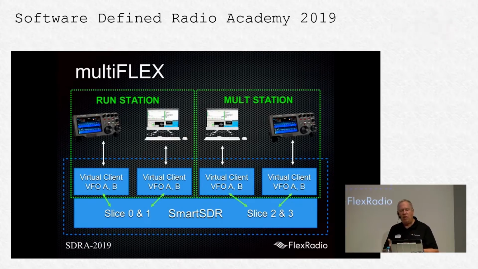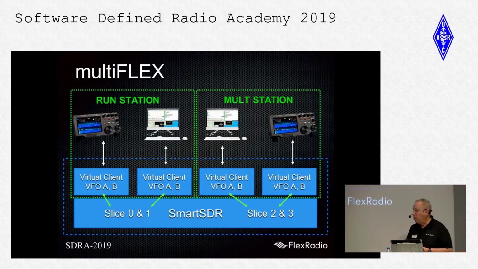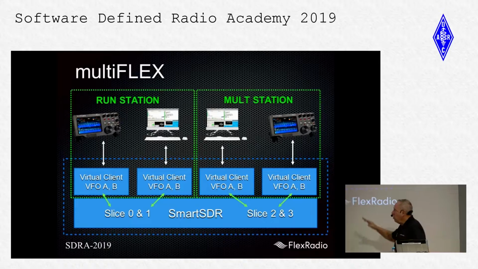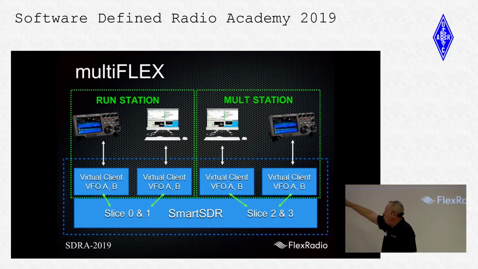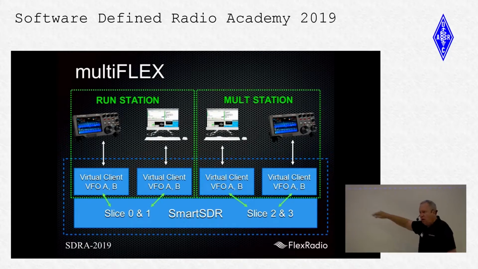So then you have the concept of, and this is a contest example, you could have a run station on the left and a multi-station on the right, and in our radios there are 0 to 8 slices, depending on the model. This shows a radio with 4 slices. This client could be using slice 0 and 1, and this client would be using slice 2 and 3.